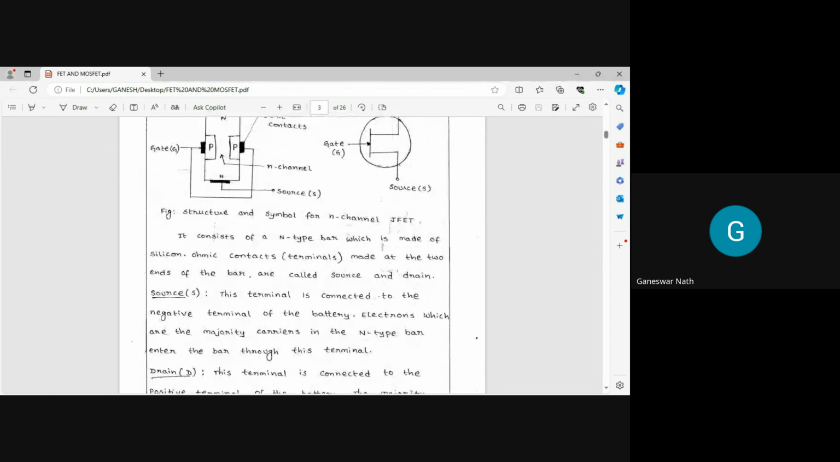Okay, so this terminal is connected to the negative terminal of the battery. Then you can find electrons, which are the majority carriers in the n type bar, enter the bar through this terminal. If you go into the details of this construction, this source terminal is connected to the negative terminal. That means here you can find this negative terminal.